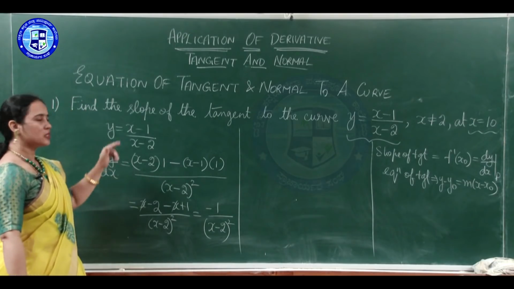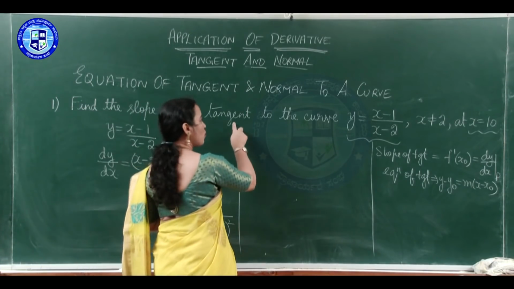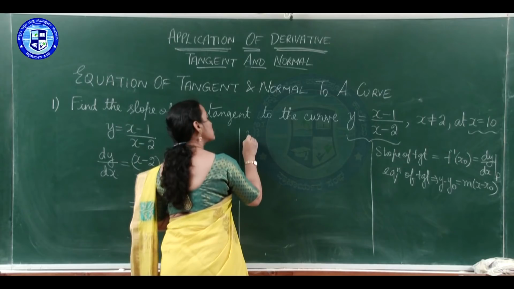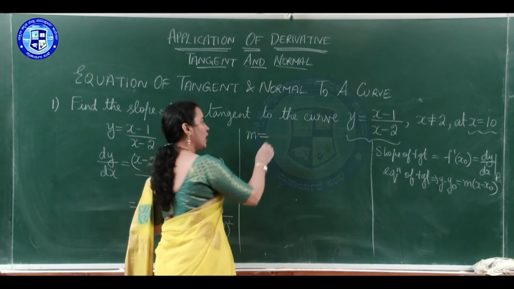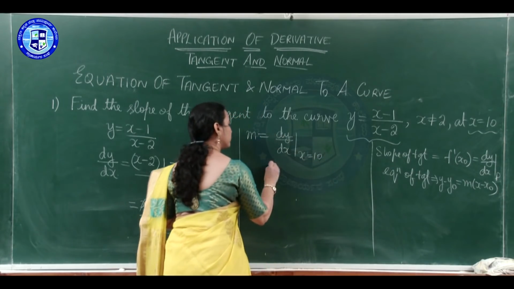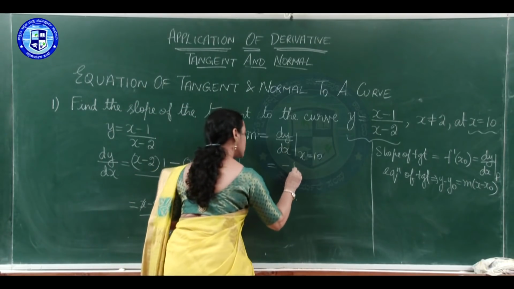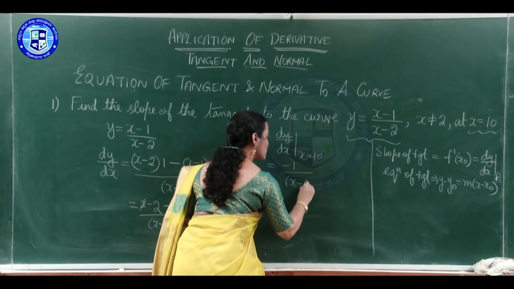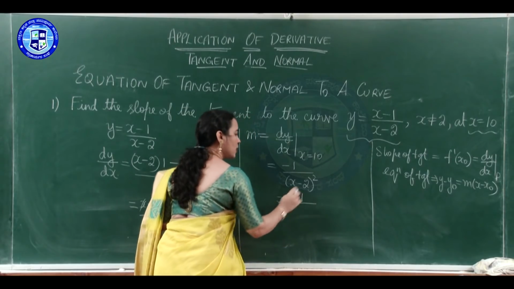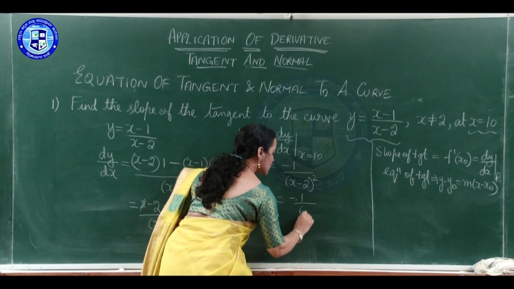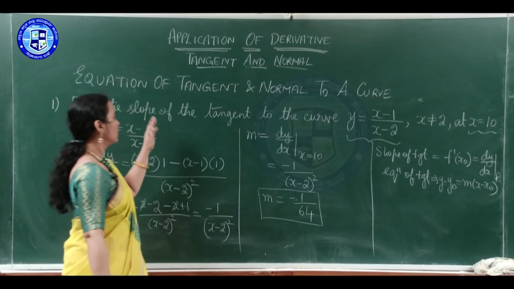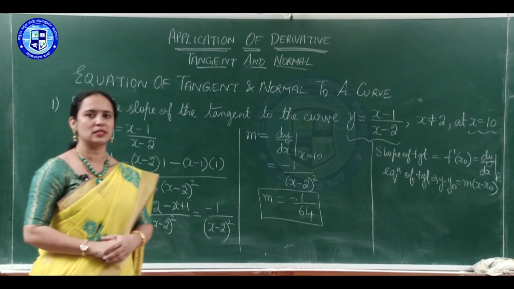We got dy by dx, and we have to find the slope of the tangent. So, the slope of the tangent at the given point, they have given the point as x is equal to 10. So, the slope, let me denote it as m, will be dy by dx at x is equal to 10. We got dy by dx as minus 1 by x minus 2 the whole square. Substitute x as 10. So, minus 1 by 10 minus 2 is 8. 8 square will be 64. Therefore, the answer is the slope of the tangent will be minus 1 by 64.